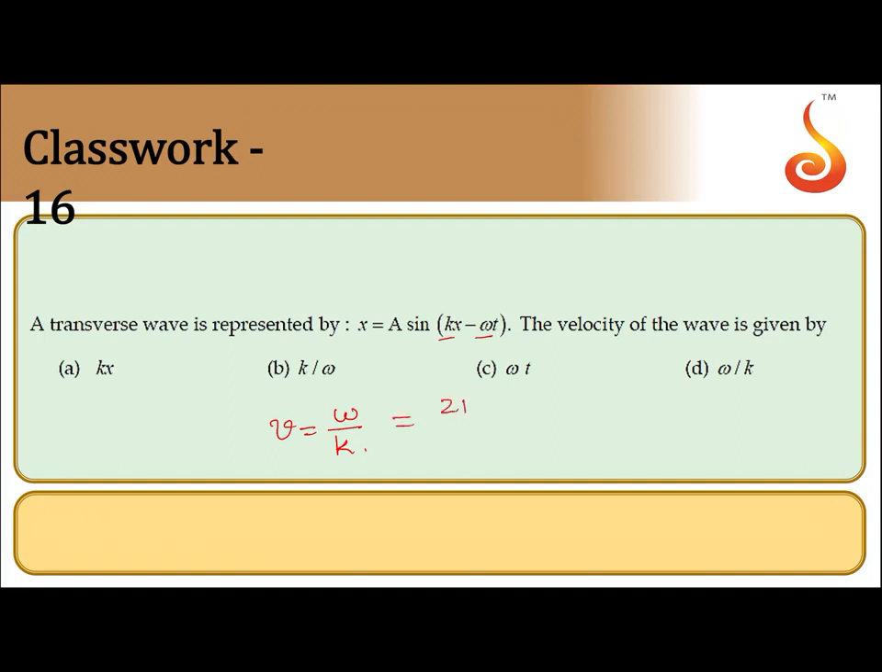So if you want, you can cross check this. So omega is 2 pi f and k is 2 pi by lambda. So 2 pi get cancelled, you will get f lambda, and we know very well that v is equal to f lambda. So it should be omega by k, that is option D.